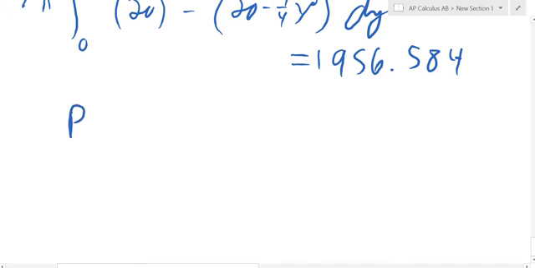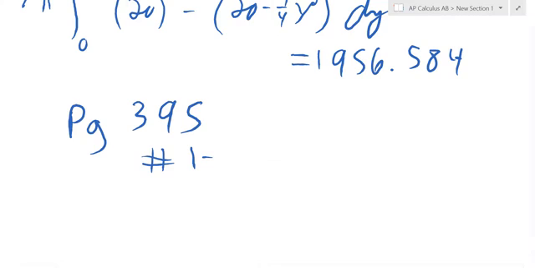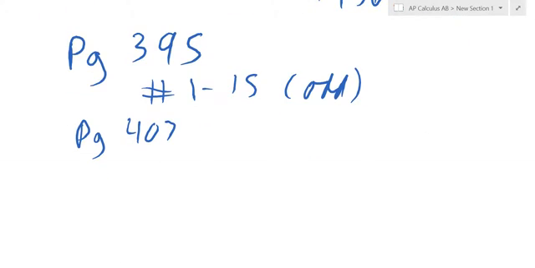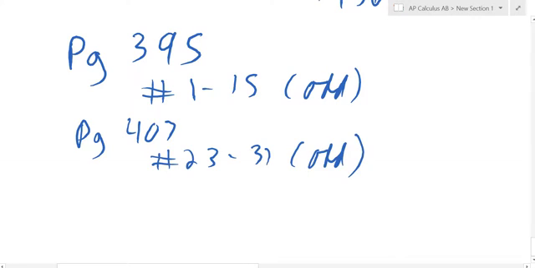Okay? In our calculus book, we're going to do page 395. I want you to do numbers 1 to 15, just the odds. So you can check your answers. I want you to come in with questions. Those are all area questions. They shouldn't be that difficult, okay? Page 407, I want you to do numbers 23 to 35, the odd ones.